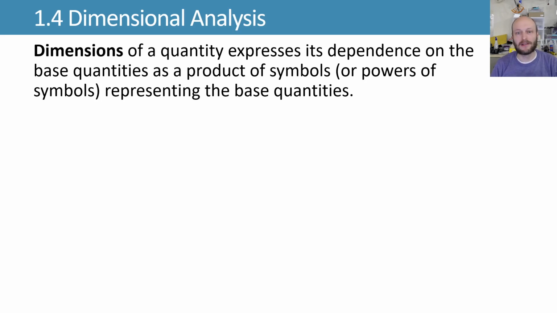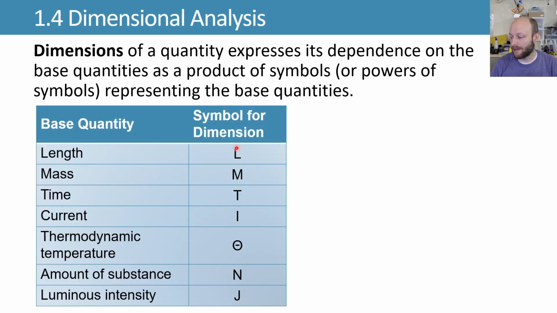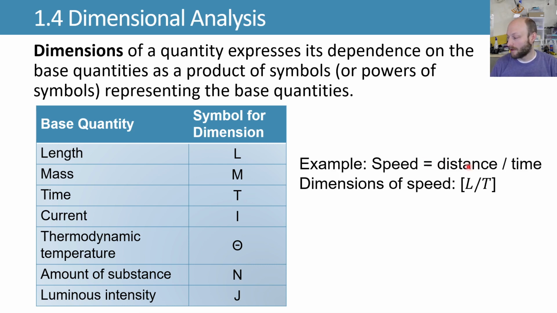Base dimensions, like length, mass, or time, can be combined to make derived dimensions. So if you have a base quantity like length and a base quantity like time, you can combine those to do distance over time to give you a speed, which is going to have dimensions of length per time. So you might write this as length per time with these brackets to indicate that you're talking about dimensions.